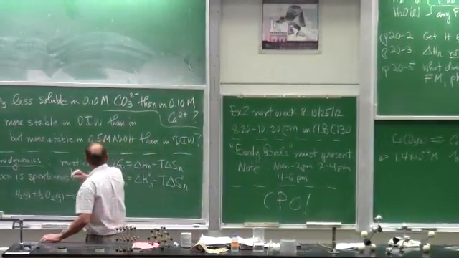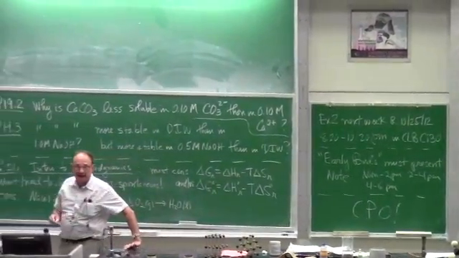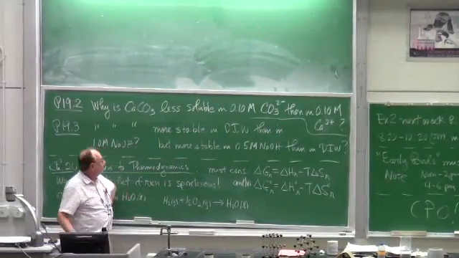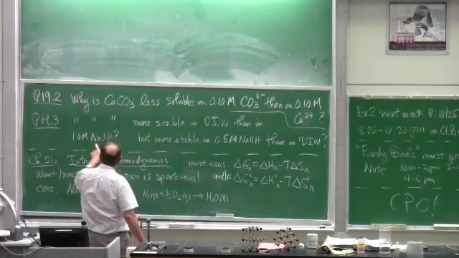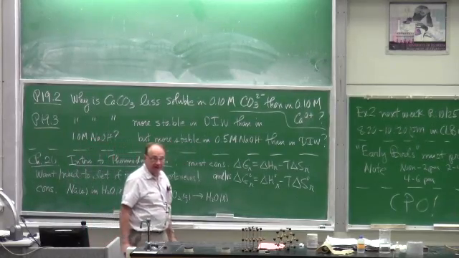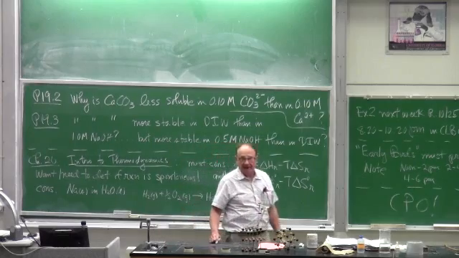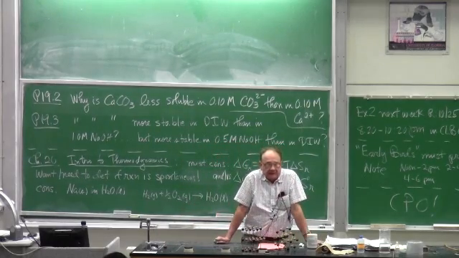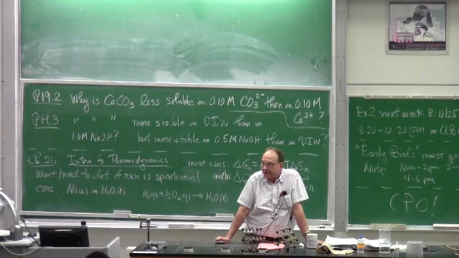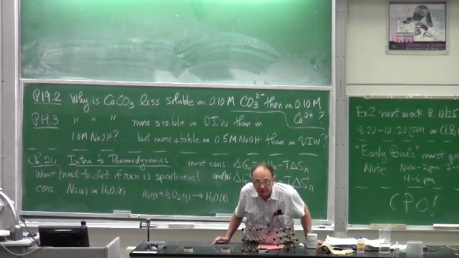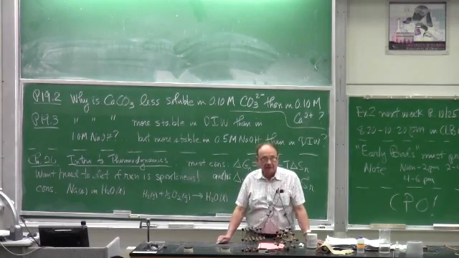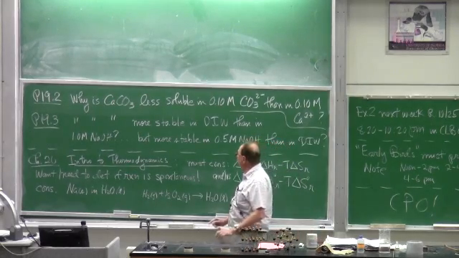Another question. Same idea, really. Why is calcium carbonate more stable in deionized water than it is in 1.0 molar sodium hydroxide solution? Well, I shouldn't have said same idea. It's not the same idea. We have reminded ourselves that if you stop carbonate hydrolysis, you reduce calcium carbonate solubility. You make calcium carbonate more stable. You think you're going to stop carbonate hydrolysis?